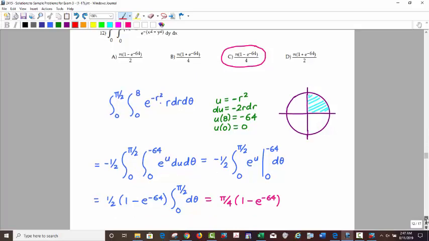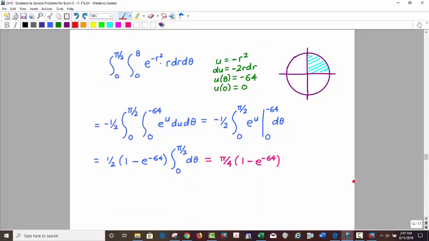E to the u du will be simple enough. It's just e to the u. Put in the negative 64, put in the 0. Now, I used a little trick back from Cal 1 here. I didn't show that, but I'll explain it right now. When you reverse the limits of integration, that creates a negative, and I just wanted to get rid of that negative right there. So by flipping around, I didn't write it that way, but I solved it that way.